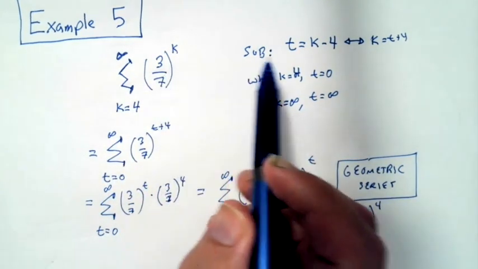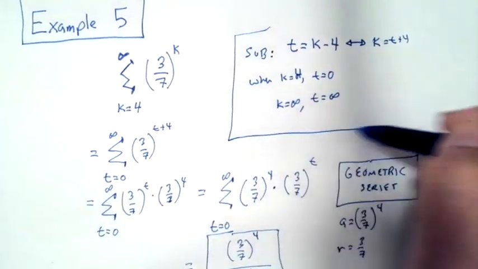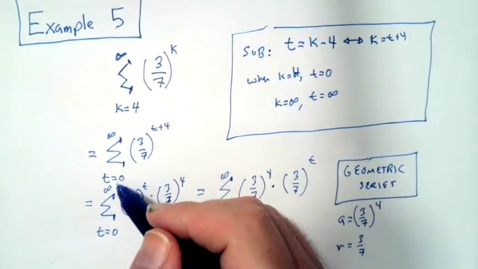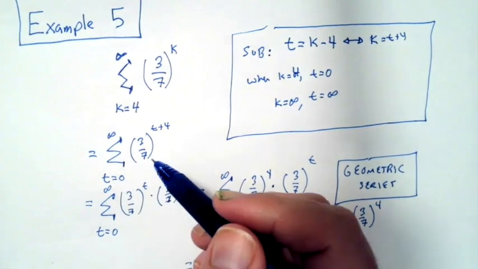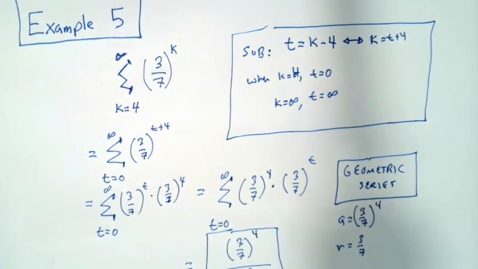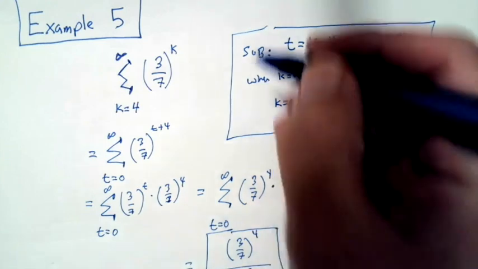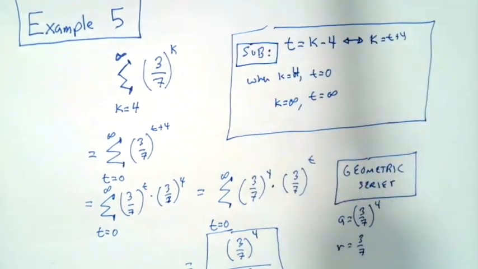And in this case, we did a substitution of variables so that our index started at 0 instead of at 4. In a different video, I'll tell you a different way of doing that. Right now, this substitution trick gets us the answer, so let's stop there.